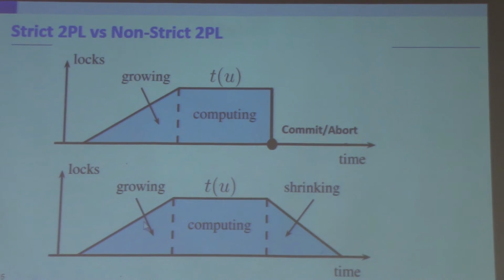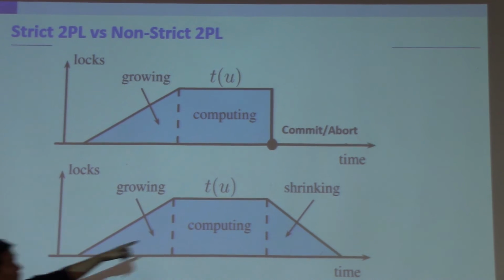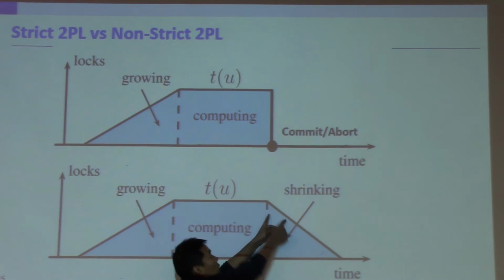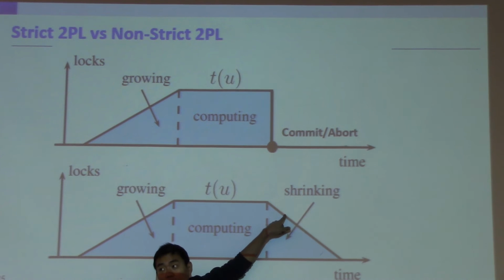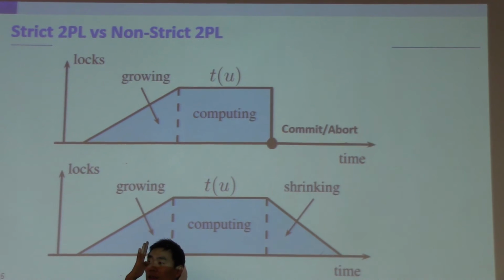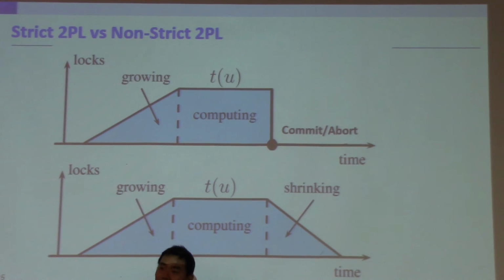What about non-strict two-phase locking? There's a phase where you acquire more and more locks. You do computation. This is the time when you release the very first lock. And once you do that, the curve is going to go down because the number of locks is going to reduce. The point is, once you go down, can you go up? You cannot go up. You have to go down all the way.